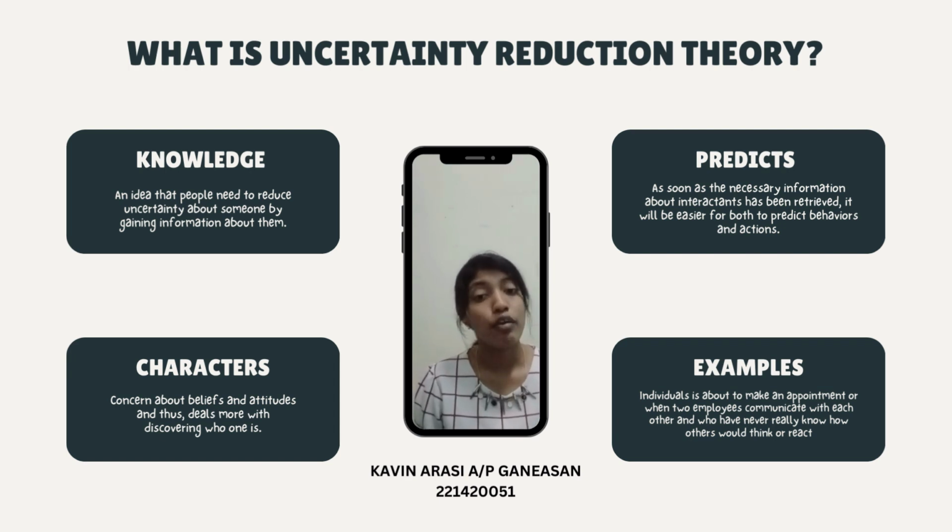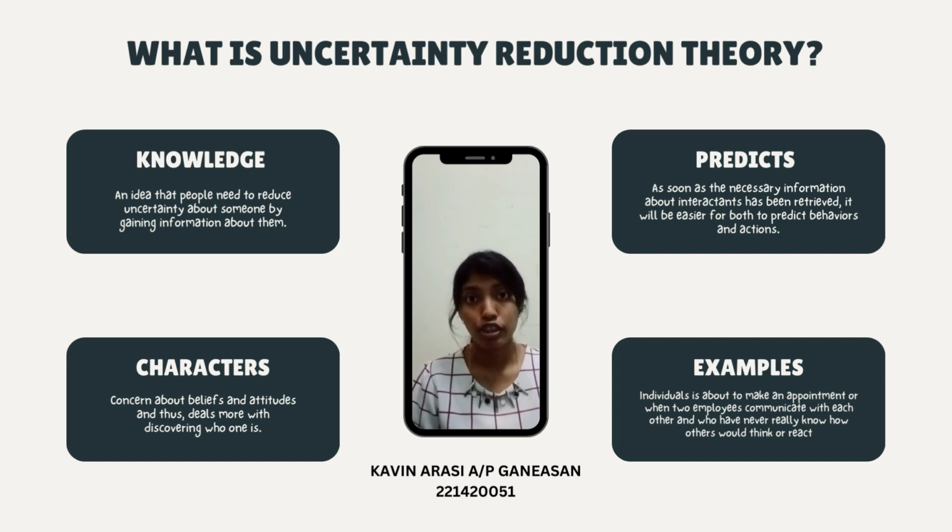Often, with new and unknown people, there is a certain level of uncertainty, and humans are naturally uncomfortable with it. So, there is an attempt to eliminate it by seeking information about the unknown people. Other assumptions related to this theory are that people feel uncertain in initial interpersonal communication. Uncertainty can make people avoid a situation or behavior and cause cognitive stress. Strangers want to reduce uncertainty and increase predictability in initial interaction. It concerns beliefs and attitudes. Thus, it deals more with discovering who one is.